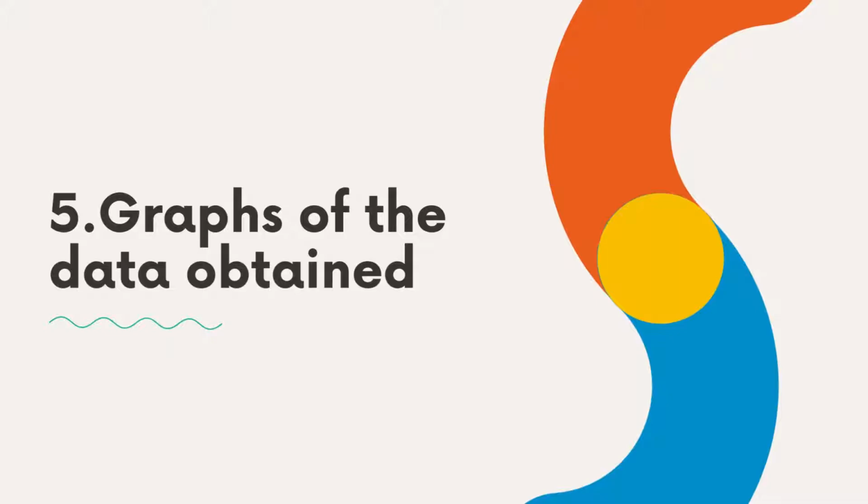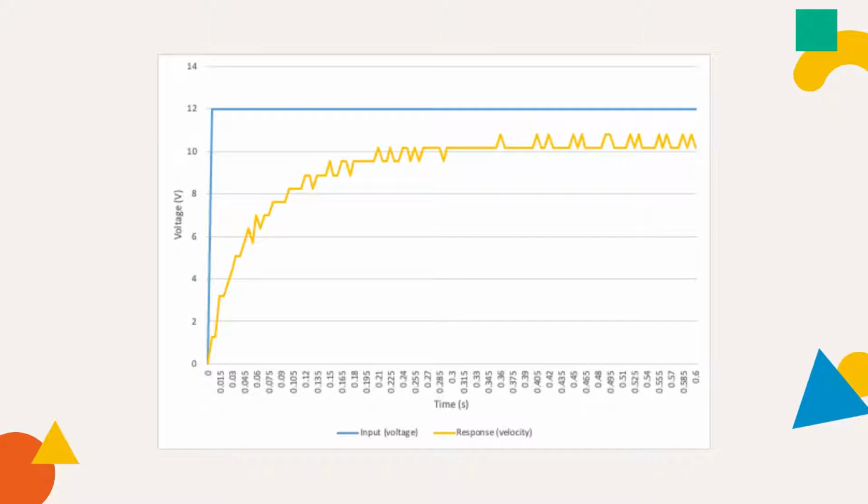Finally, we're going to talk about part number 5, the graphs of the data obtained. In this graph, we can observe two signals: the input signal, which in this case is the step signal, and the response signal, which is the velocity. On our horizontal axis, we have the time, in seconds, divided according to our sampling time of 5 milliseconds, and reaching the end of the acquisition time, 600 milliseconds. On the vertical axis, we have the voltage, in volts.